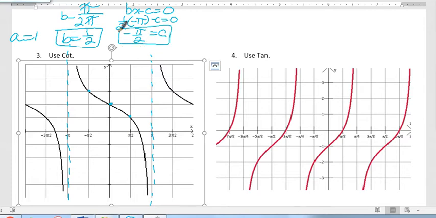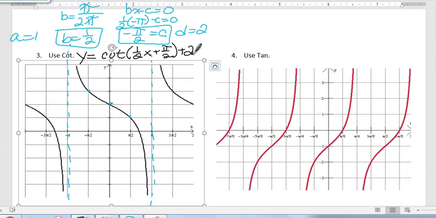I also see that normally our cotangent curve would start on the x-axis. We do have a new middle line, so the d value moved it up 2. So what we're going to have is our equation here is going to be y equals the cotangent of 1/2 x, again it's the opposite sign for the c, plus pi over 2, plus 2.